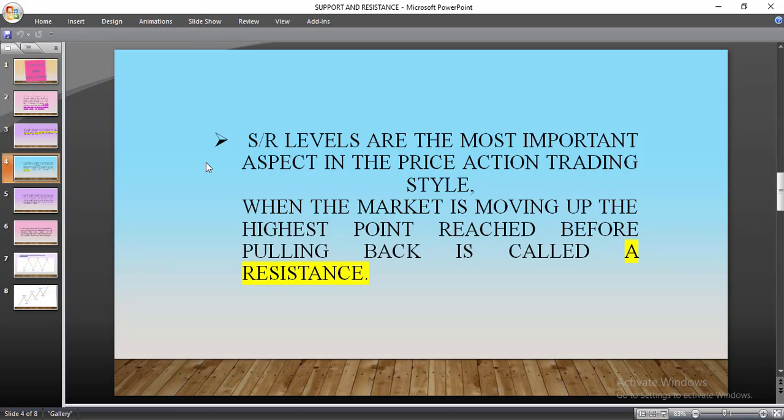SR levels, support and resistance levels, are the most important aspect in the price action trading style. In price action trading, traders focus on how to predict the market using the market structure. Price action traders mostly focus on how the market is trending. We follow the market and we trade with the trend. Simple. When the market is moving up, the highest point reached before pulling back is called a resistance.